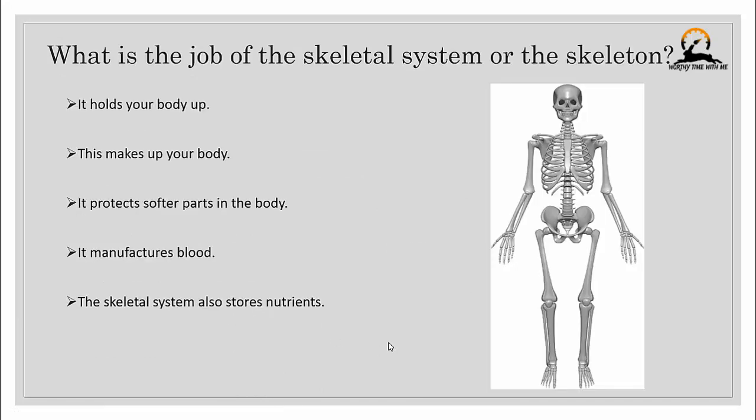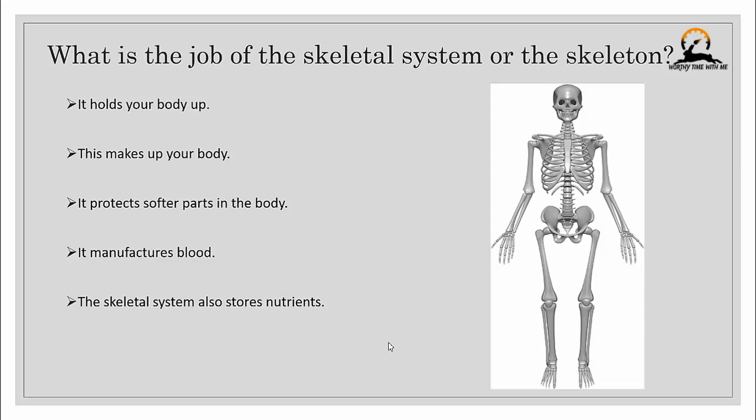What is the job of the skeletal system, also known as the skeleton? Well, the first job is it holds your body up. Say that you were walking on the sidewalk. Without the skeleton, you would just be a jellyfish lying around on the sidewalk.